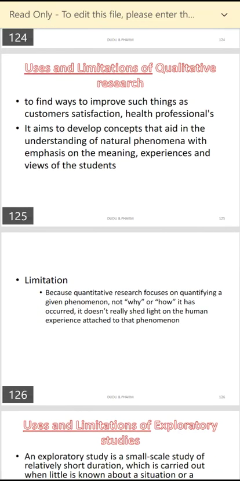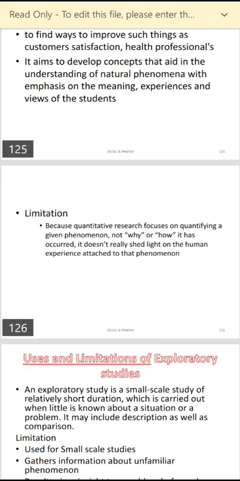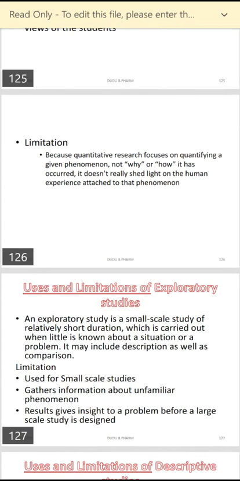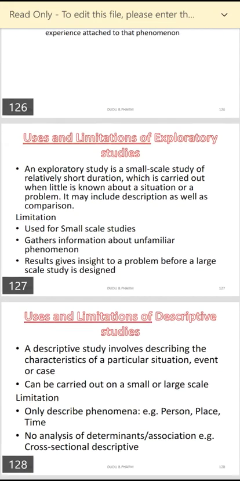Uses and limitation of qualitative research. It is used to find ways to improve such things as customer satisfaction as professionals. It aims to develop concepts that aid in the understanding of natural phenomena, with the emphasis on the meaning, experience, and views of the participants. Limitation. Because quantitative research focuses on quantifying a given phenomenon, not why or how it has occurred, it doesn't really shed light on the human experience attached to that phenomenon.